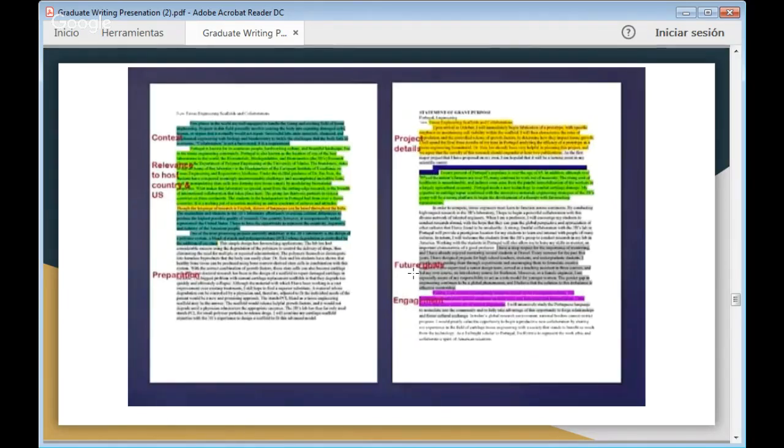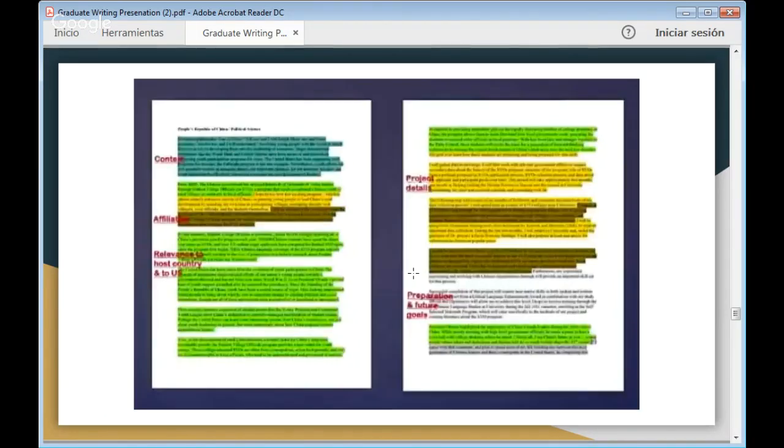If we look at a different example, here the writer started with context. Generally we'll see that among all of the essays. They'll give a little bit of background about themselves, and then go into their relevance to the host country, which actually took up quite a bit of their essay, then the project details, and then the preparation and future goals. So this has changed a little bit here. They expand a little bit more on the relevance to the host country, but as you see, the project details are also included throughout the essay.